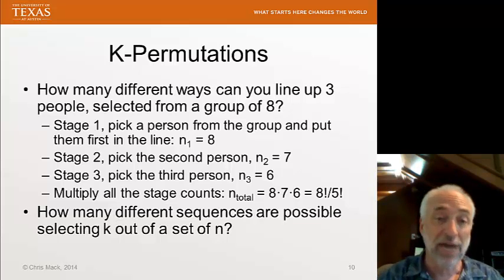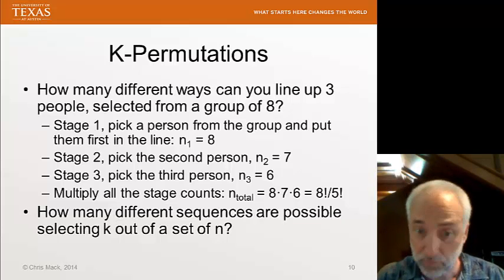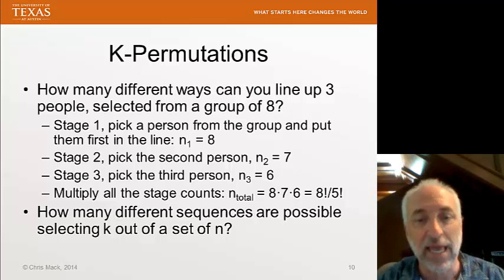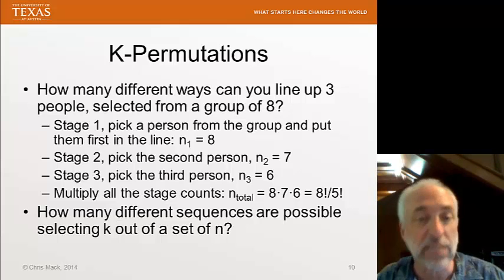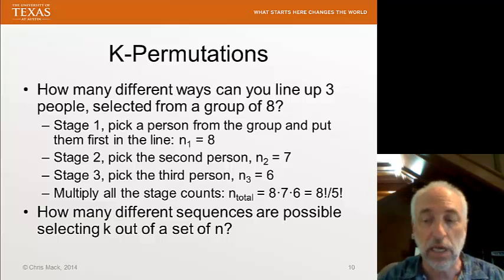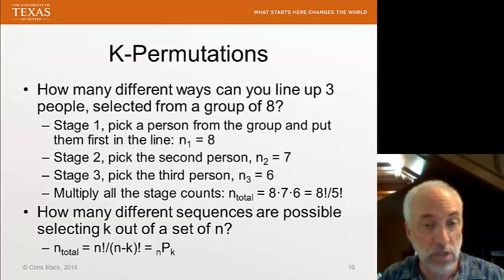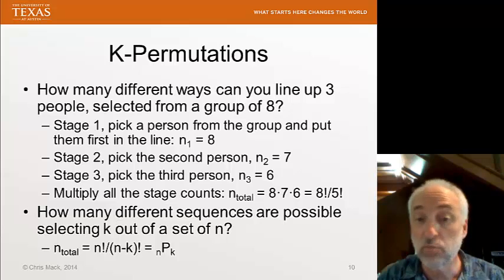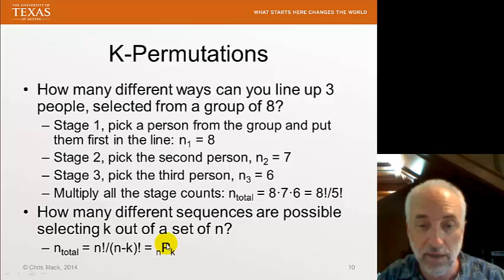So, if I have a set of n, and I want to select k, a subset of k, and order those people to create a sequence out of that set of n, how many different ways can I do it? Well, this is a common problem, so we have a little symbol we use. Out of n, permutate k of them. That's called the k-permutations out of n. And the answer is n factorial divided by n minus k factorial.